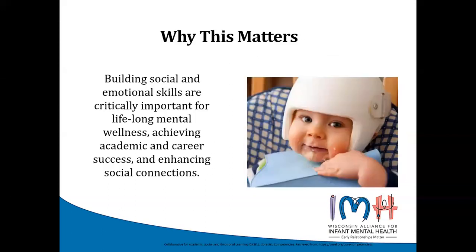And why does this matter? Because building social and emotional skills are critically important for lifelong mental wellness, achieving academic success and career success, and enhancing social connections. So when children learn to regulate themselves, for example, they see their friend and they really, really want to hug their friend, but their friend doesn't really like to be hugged, and they learn to regulate themselves, they're more likely to continue that friendship.